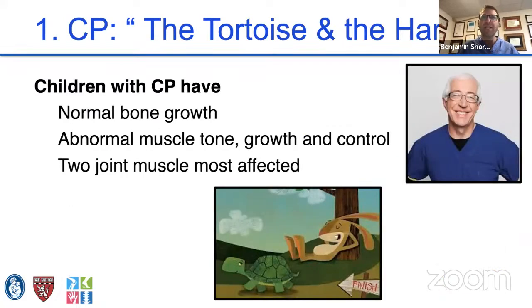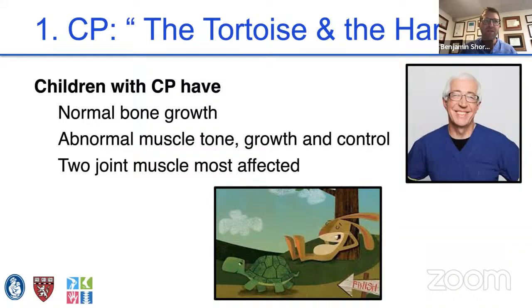And the reality is that for the knee to do that coordinated movement, there needs to be coordination of muscles above and below the knee that are turning on and turning off. And as Kerr taught me, CP is about the tortoise and the hare. So kids grow at a normal rate, but their muscles have a problem with reacting to that growth.